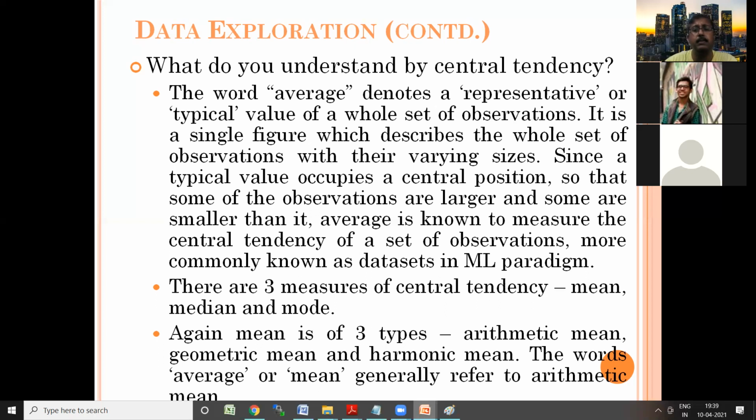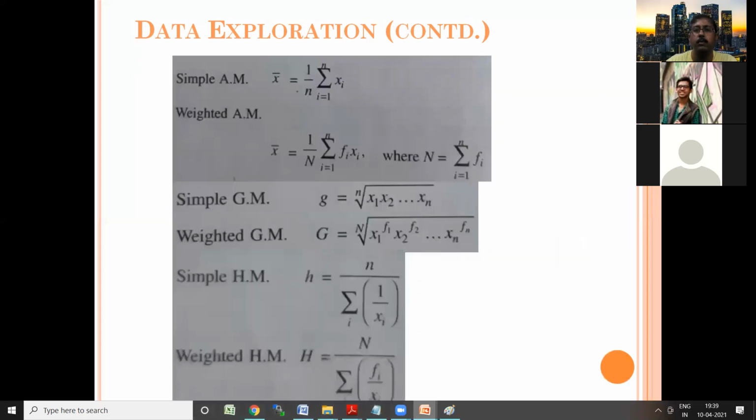And the three basic measures of central tendency that are generally used are arithmetic mean, median, mode. Mean again can be of three types: arithmetic mean, geometric mean, and harmonic mean. So mean, median, mode, these are the three fundamental measures of central tendency. Mean again consists of three types of measures: arithmetic mean, geometric mean, and harmonic mean. Generally, we use the arithmetic mean, which is the most common.